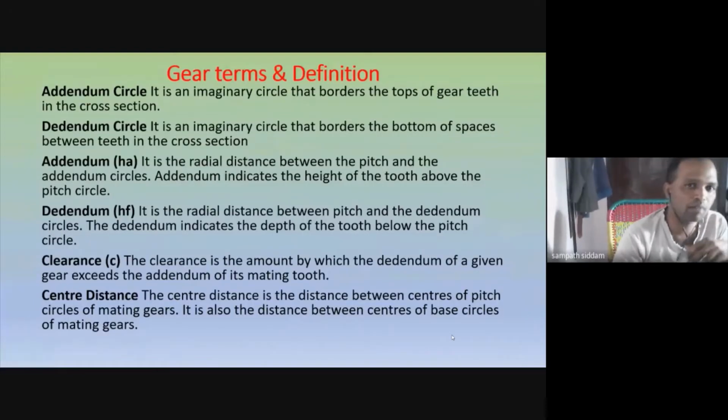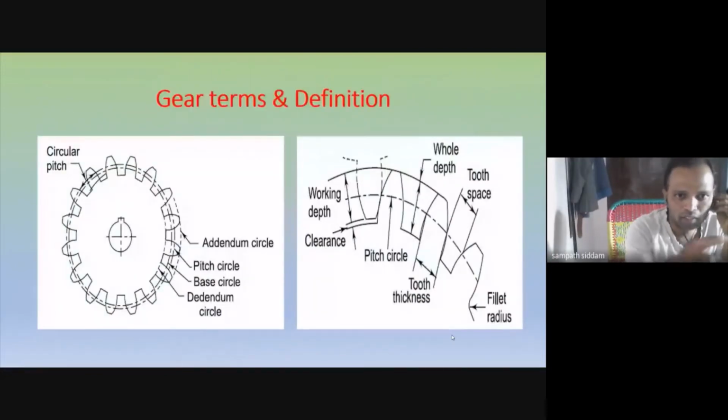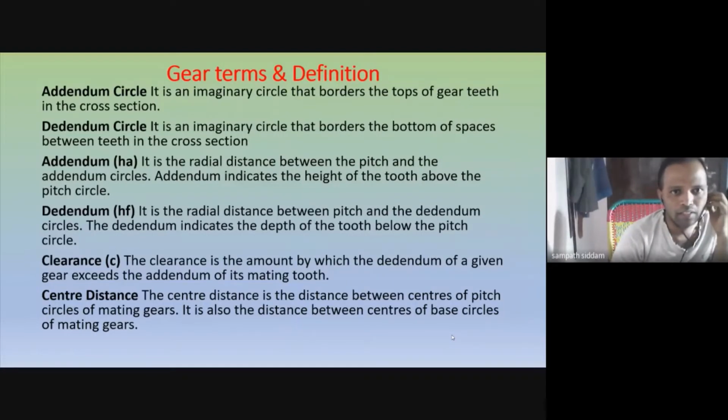And next you have another one, the addendum circle. These are all the circles which you are learning as imaginary circles. It is also an imaginary circle that borders the top of a gear tooth in a cross section. If you observe the figure over here, the addendum circle is the top one, which borders the tops of your teeth. That circle we say is the addendum circle. Okay. And next is the dedendum circle.